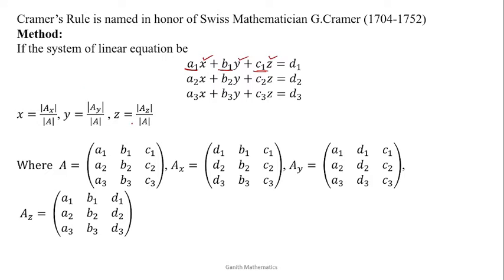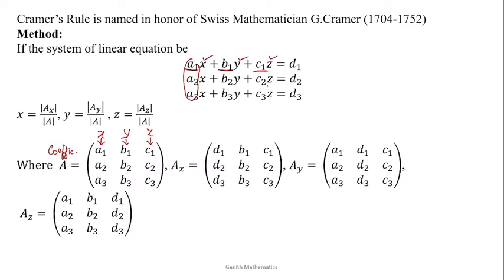Now I am going to teach you how to find this A. A is nothing but the coefficient matrix. The first column will be completely the coefficients of x, the second column is the coefficients of y, and the third column is the coefficients of z. Look at the equation: the coefficients of x are a1, a2, a3, which is your first column. The coefficients of y are b1, b2, b3, the second column. The third column is c1, c2, c3. Now you know how to find the matrix capital A.